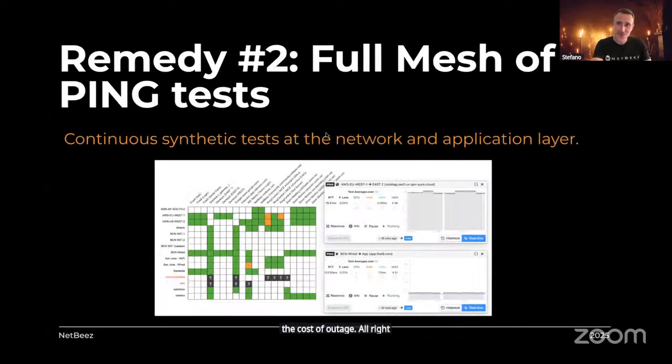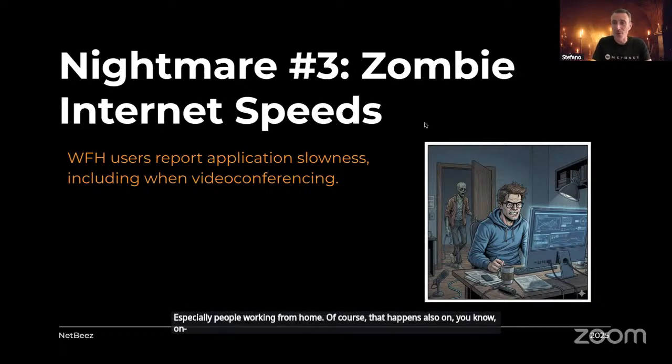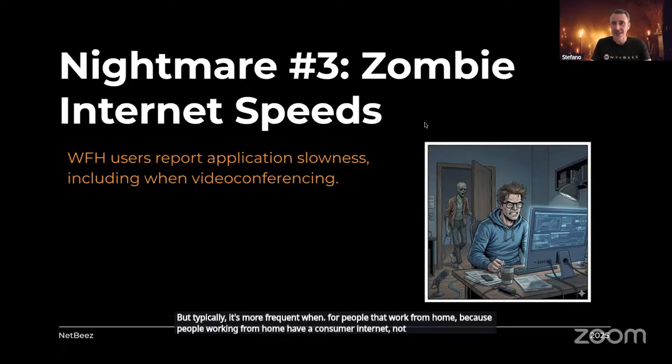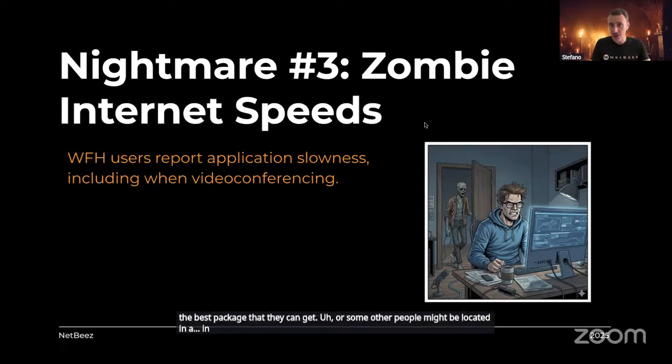All right, switching to number 3, zombie internet speeds. This is a nightmare that impacts especially people working from home. Of course, low speeds happen also on on-prem or corporate networks, but it's typically more frequent for people that work from home, because they have consumer internet. Not everybody is getting the best package, or some might be located in a region where there's not great service and not many offerings. So you're stuck with maybe one provider.